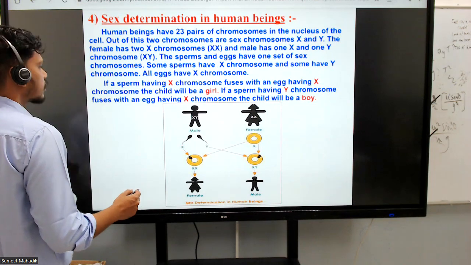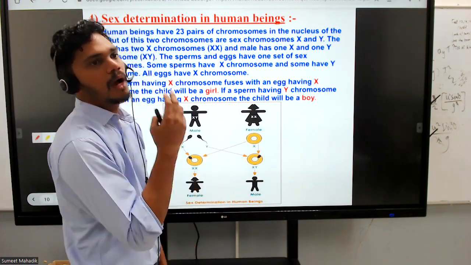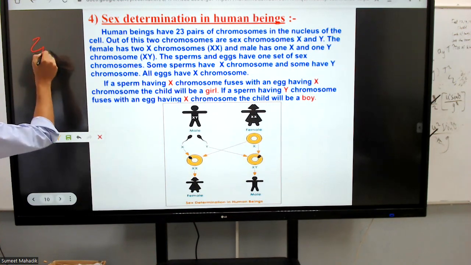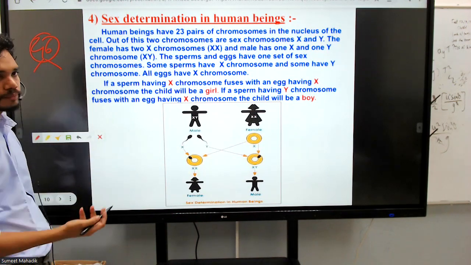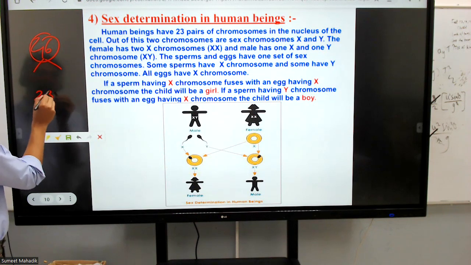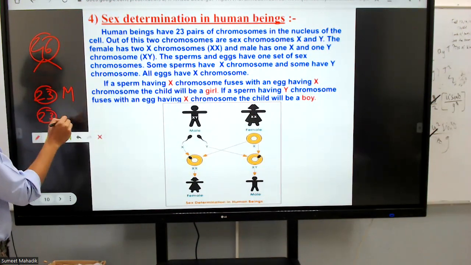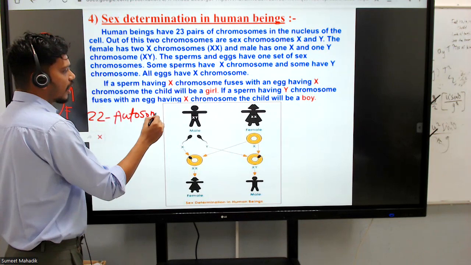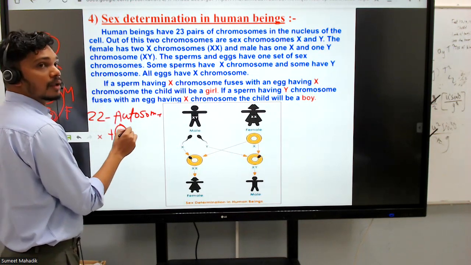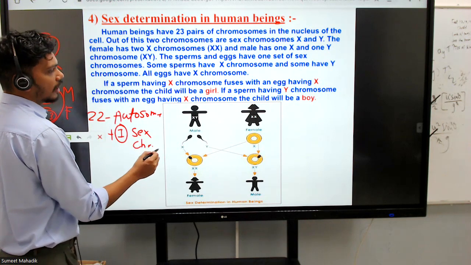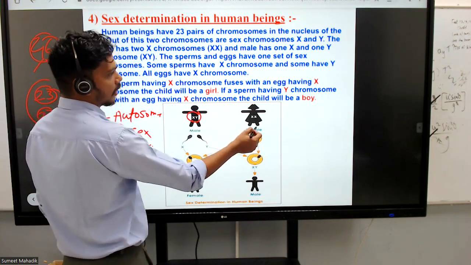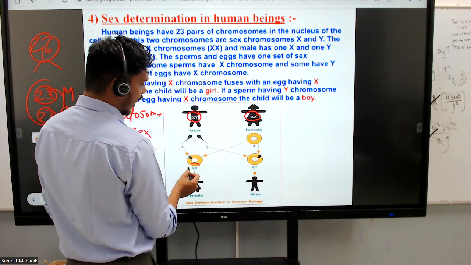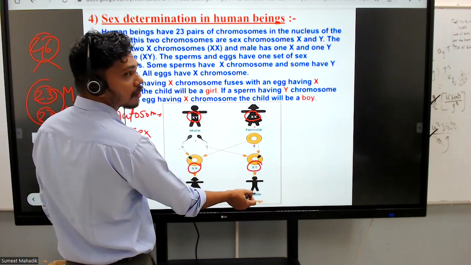Now, sex determination. Who is responsible for sex determination of the fetal gender? Male. Male is responsible for that. See, we have a total of 46 chromosomes, 23 pairs. But when there is sexual reproduction, 23 we get from a male, 23 from a female. Out of 23, 22 are autosomes, and one pair is sex chromosomes. In case of male, XY is present. In female, XX is there. So the female is going to give you X only. When there is an XX combination, female is there. XY combination, male is there.